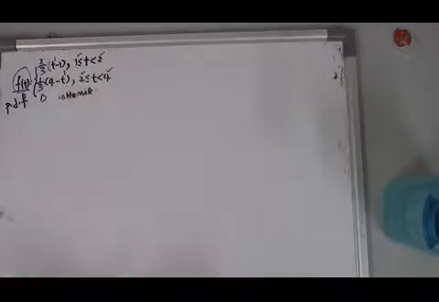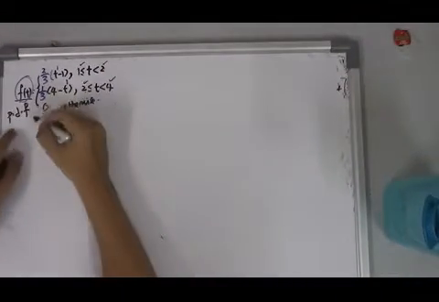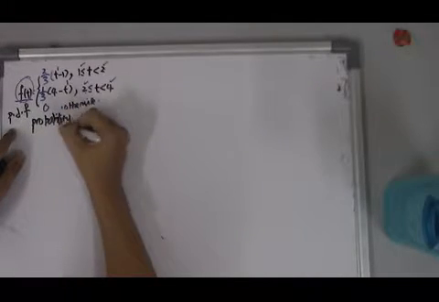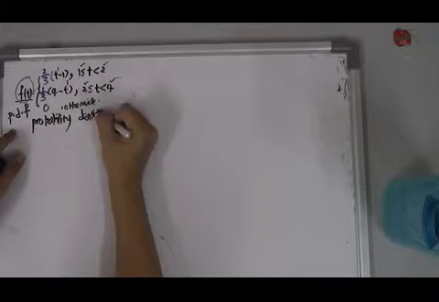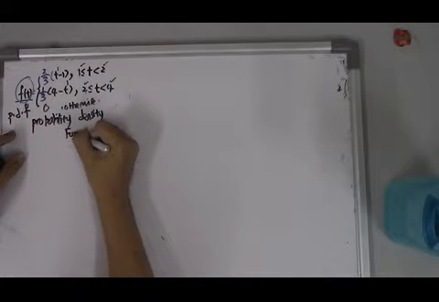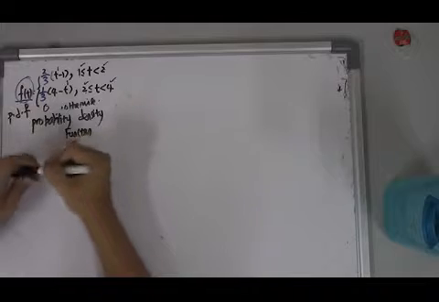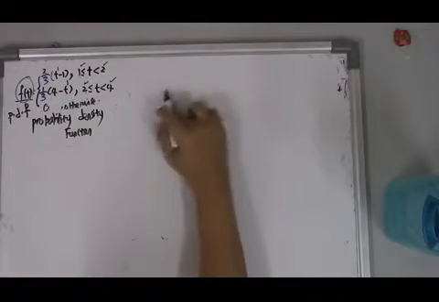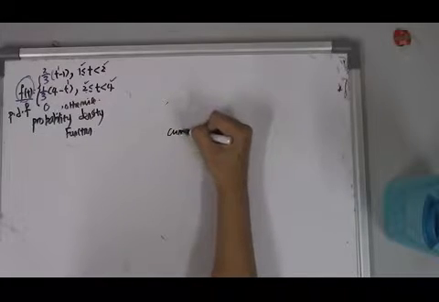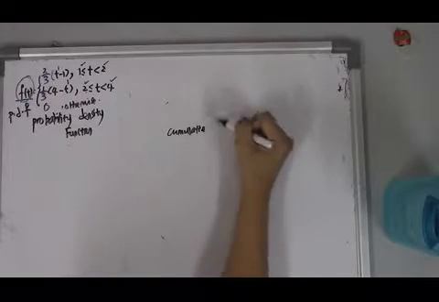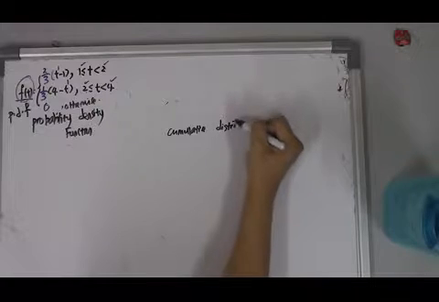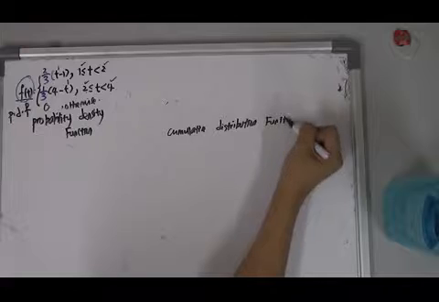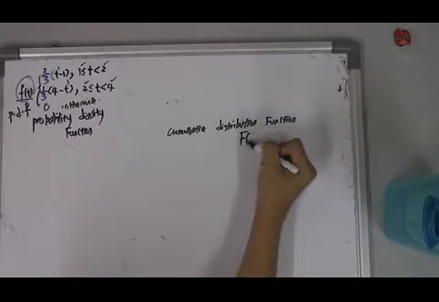Now this is your small ft, right? This is your probability density function. And the other one will be your cumulative distribution function, which will be your big ft.